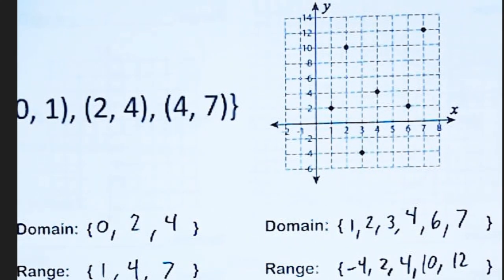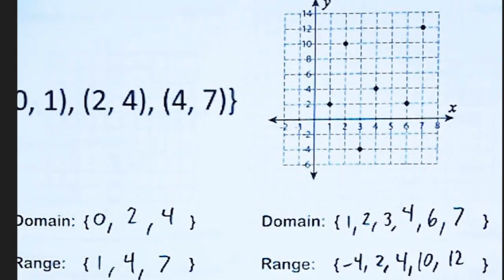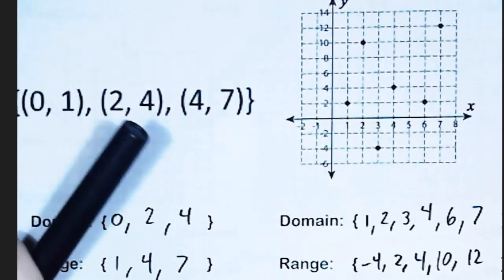And that is how you find the domain and range of what we call discrete relations, because discrete means that you can just list the x and y values like this. You can list all of the values.